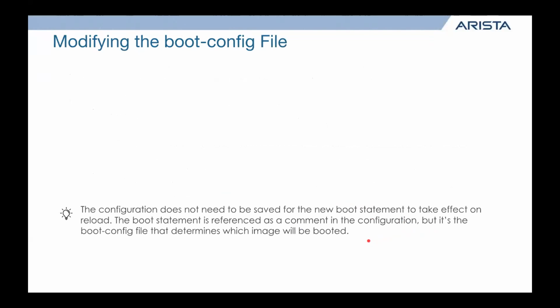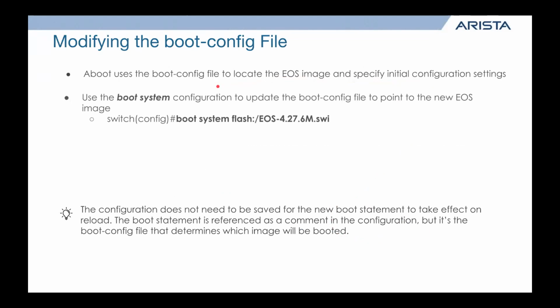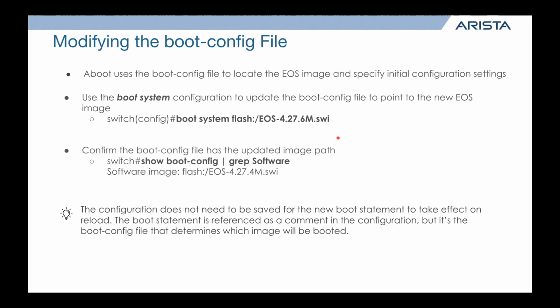So with the image physically on the switch, we want to update our boot statement to point to that. So again, we use a boot config file to locate that EOS image, and it has some other information in there as well as far as initial configuration settings. You update the boot config file with a standard boot system command to tell it to point to the new image. To make sure that took correctly, you actually can use a show boot config command. There's a lot of output you'll see in our demonstration. And just make sure this points to the right image.